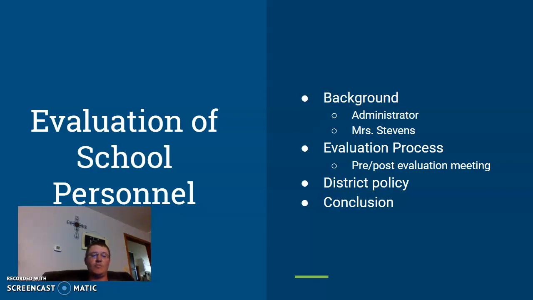We also don't know what Mrs. Stevens' background is. We know she is recently new to this school. We don't know what her degree in education is or what her previous educational experience is. All of that is kind of left in a gray area.